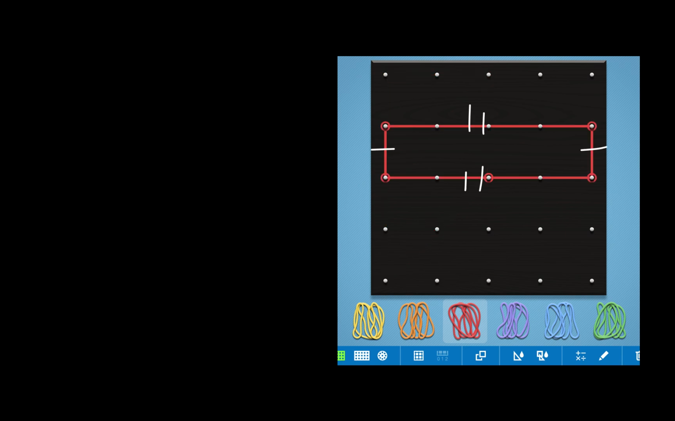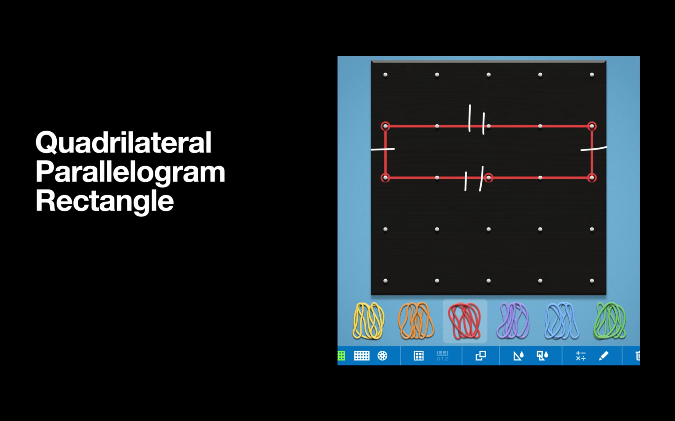What about this shape? Did you say it's a quadrilateral? Of course, it has four sides. It's a parallelogram because it has two pairs of parallel sides. And it's also a rectangle because it has four square corners. And it has two pairs of sides of equal length. The side on the left and the side on the right are one equal length, and then the top and the bottom of the rectangle are also a different length, but the same compared to one another.